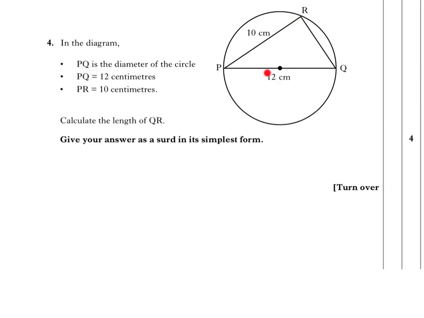So we know that any triangle that's inside a semicircle, when the hypotenuse acts as the diameter of the circle, means that this triangle up here must be right angled. So that's definitely a right angle. I'm just going to throw that in.